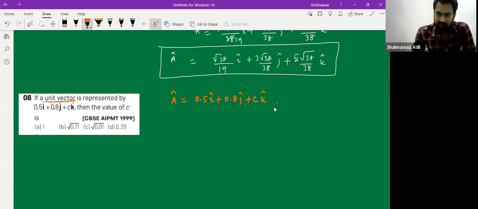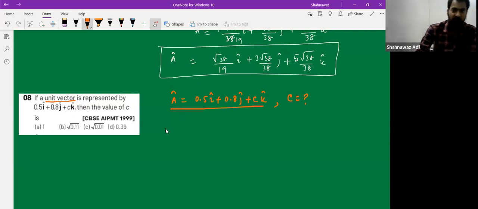So we have to find c. What can we apply? This is a unit vector.